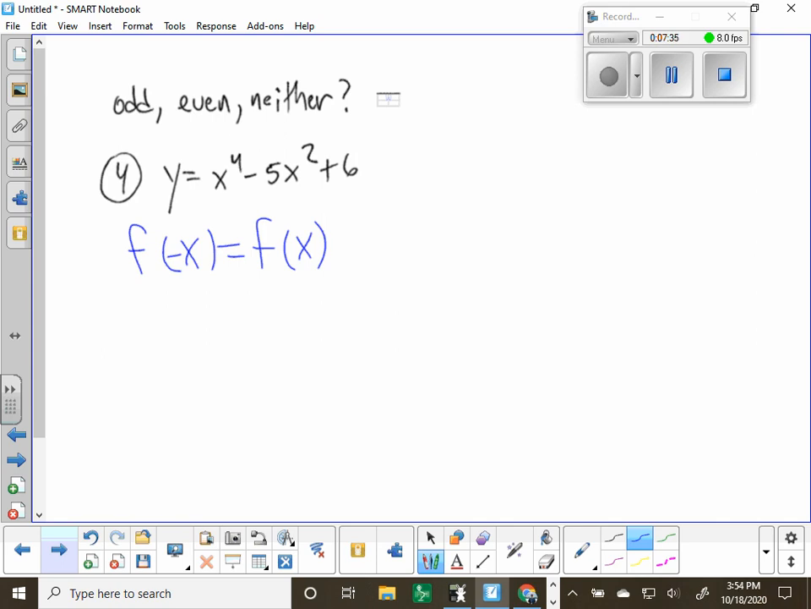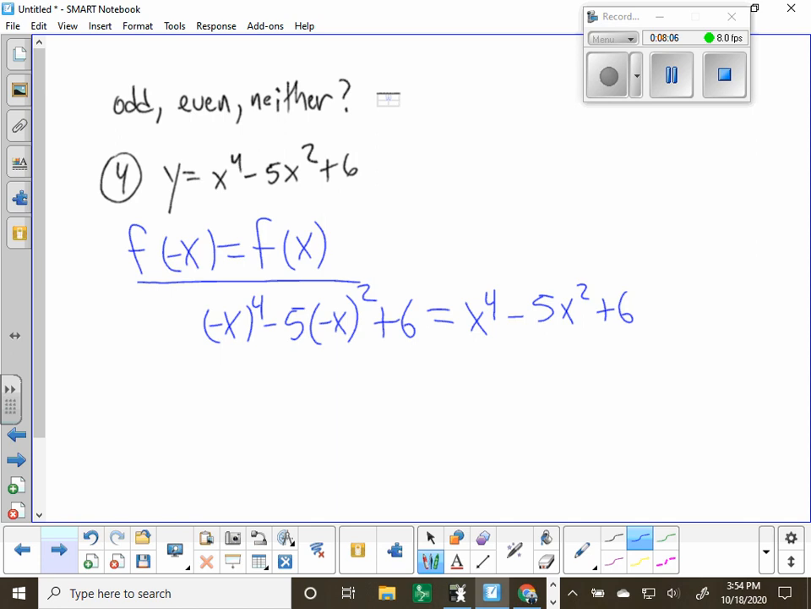So if I put negative x in and raise it to the 4th power, and I take negative x and put it in, raise it to the 2nd power, plus 6, that's just going to yield the original function. Raising a negative to the 4th or the 2nd power just goes back to the original. So it's x to the 4th minus 5x squared plus 6. So it follows this pattern right here. Well, that means that it has y-axis symmetry, or that it's even. So this is an even function.